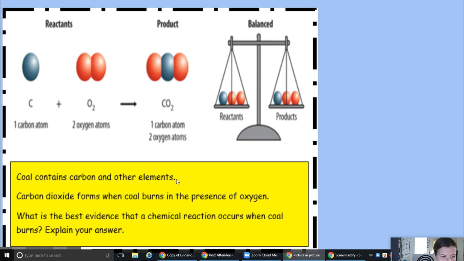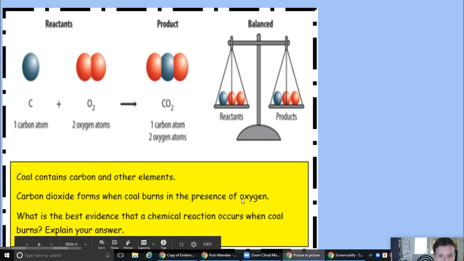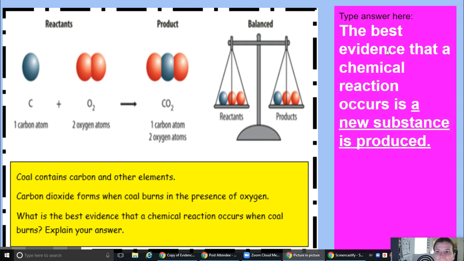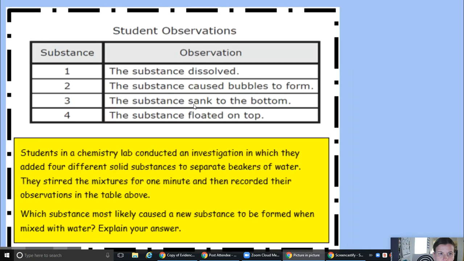Coal contains carbon and other elements. Carbon dioxide forms when coal burns in the presence of oxygen. What is the best evidence that a chemical reaction occurs when coal burns? Explain your answer. So we have carbon plus oxygen producing carbon dioxide, a new substance. So over here you're going to type your answer. The best evidence that a chemical reaction occurs is a new substance being produced.